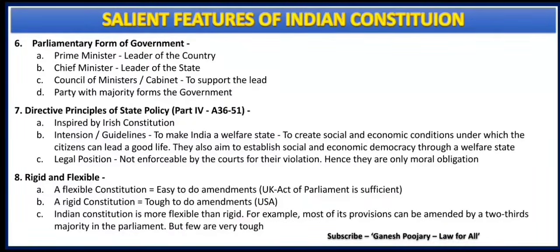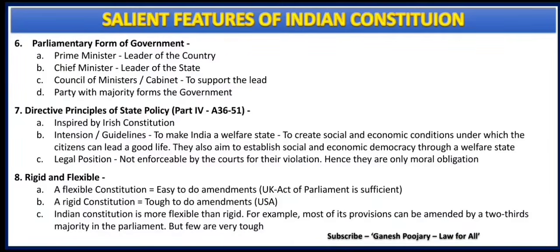The seventh important feature of Indian Constitution is that it has directive principles of state policy, and the same is discussed under part 4 of Indian Constitution between article 36 to 51. This concept is inspired by the Irish Constitution. While discussing DPSP, Directive Principles of State Policy, you always need to remember that Part 3 discusses fundamental rights and Part 4 discusses Directive Principles of State Policy.